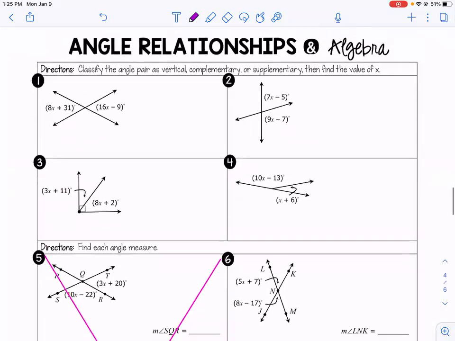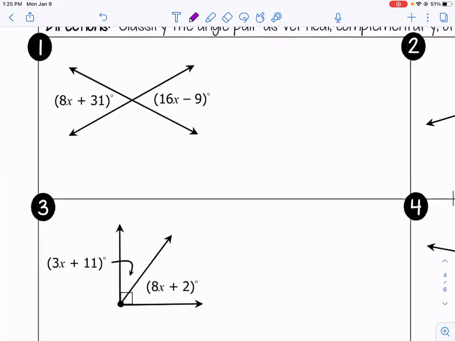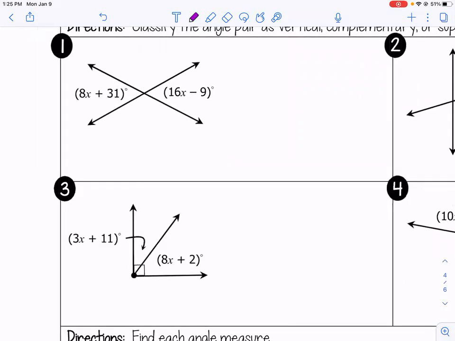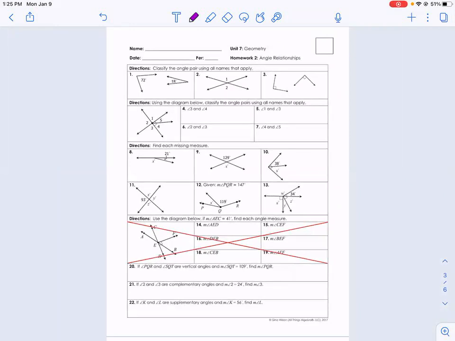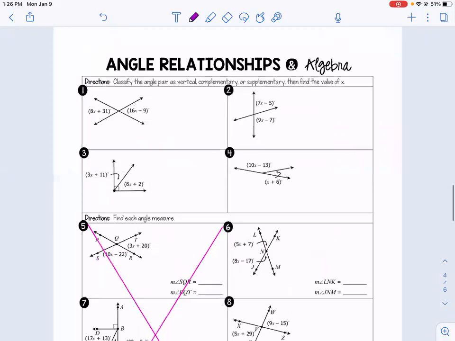Okay, so now I want you to go to this page. Actually, hold on. On this page right here, I want you to cross these ones out. On page 10, cross these out right here, 14 through 19. And then we're gonna move to page 11. Let me just be clear. Part of your homework is page 10 that we didn't cross out. The other part of our homework comes from over here.